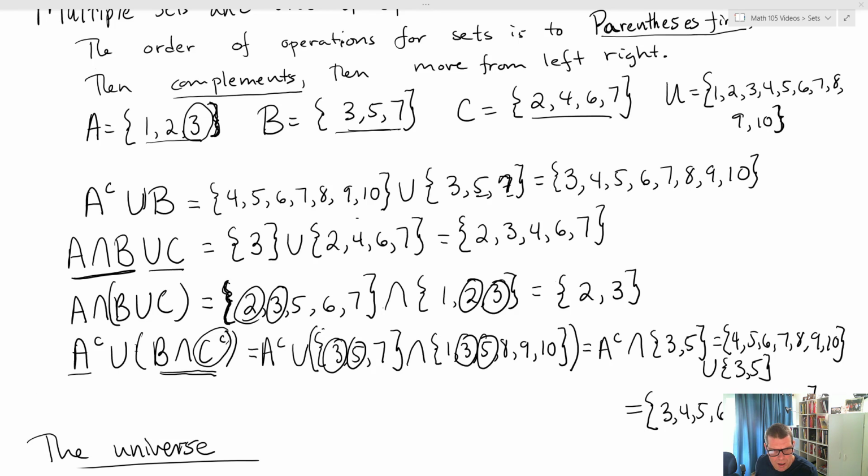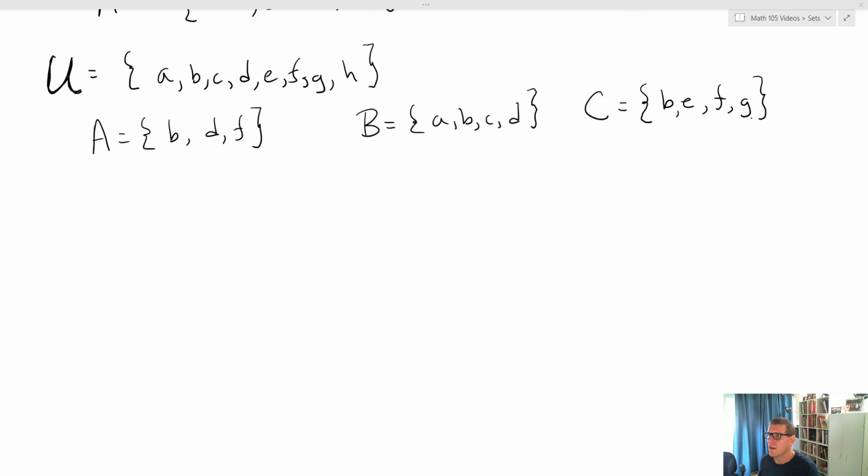So what I did here was I first took C complement because it was inside of the parentheses. Then I took the intersection because it was still inside of the parentheses. Once I had that, I took A complement, because after parentheses I do complements. And then I'll go from left to right.